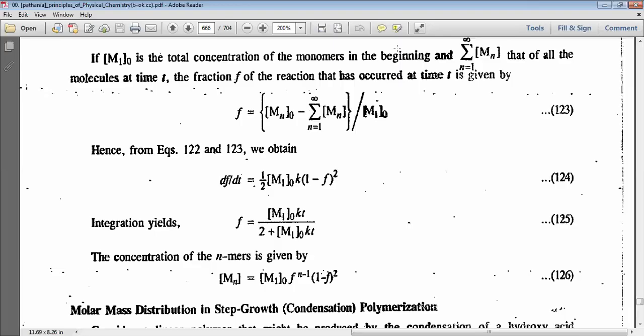In the next class, I will discuss the kinetics of polymers by step growth or condensation methods.